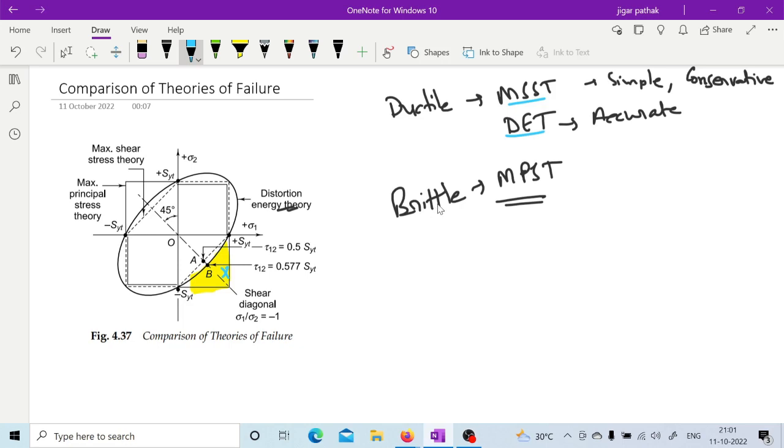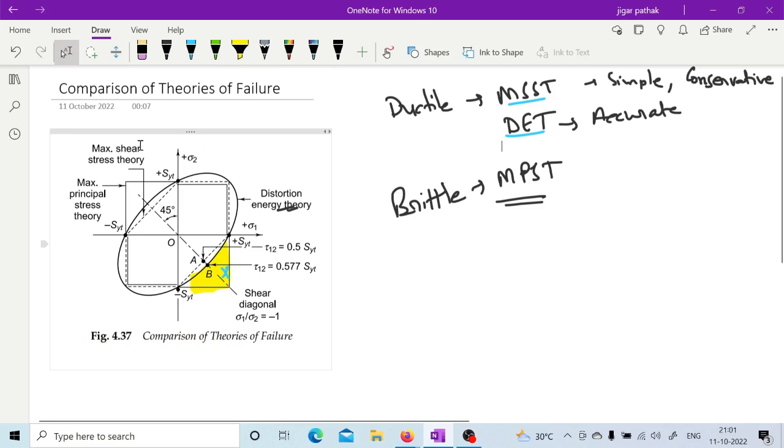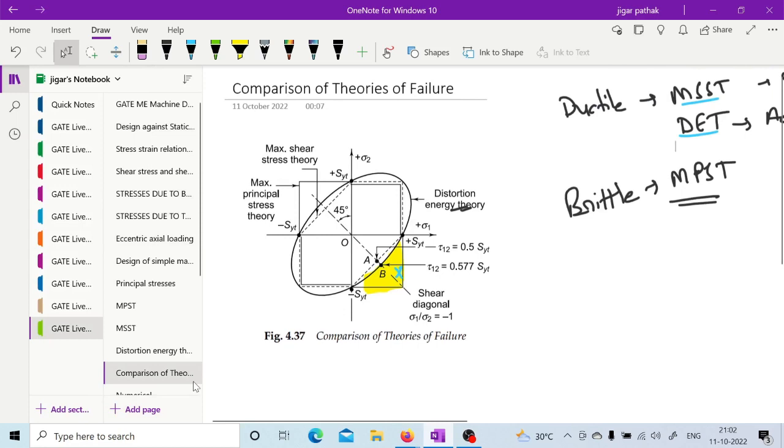Yes, sir. Okay, so this is how you have this comparison of the different theories of failure.